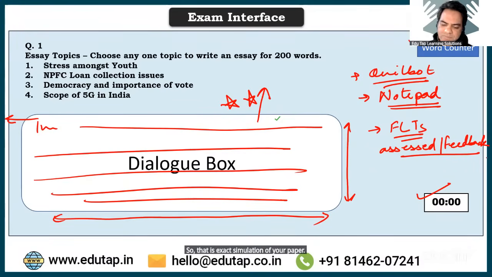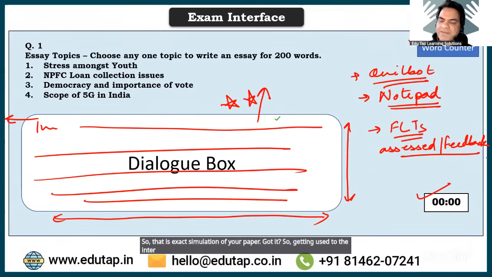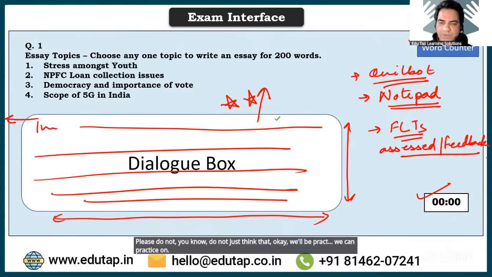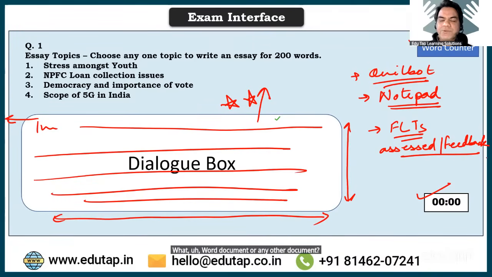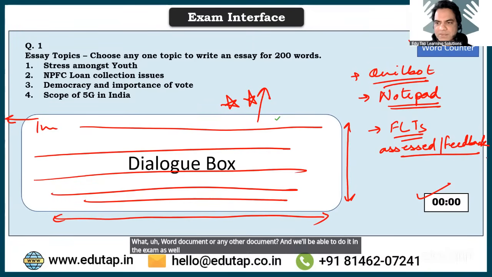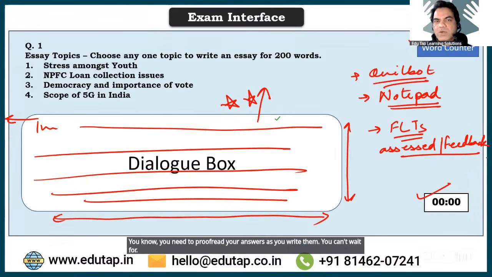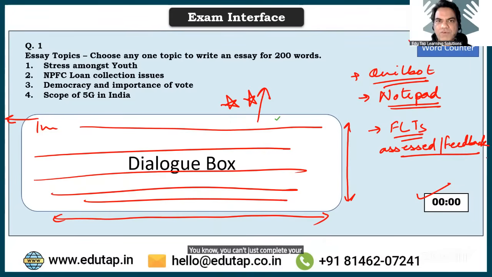Got it? So getting used to the interface, again, is a very important aspect of your descriptive English preparation, guys. Please do not think that, okay, we can practice on a Word document or any other document, and we'll be able to do it in the exam as well. No, you won't. Because getting used to typing in a dialog box, scrolling left to right, top to bottom, takes a little while. And again, you need to proofread your answers as you write them. You can't just complete your answer and then look for mistakes. That will not be possible.